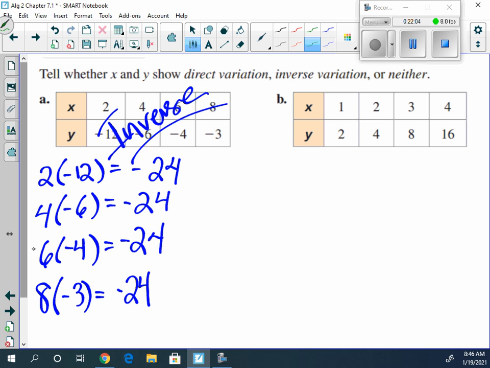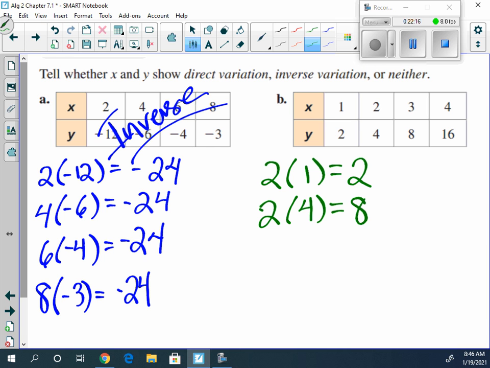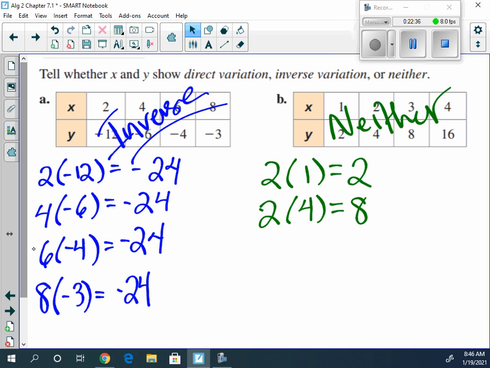That would be funny. So it's not direct, so we can try inverse, so multiplying them together. 2 times 1 is 2. 2 times 4 is... so this is what? Neither. So when we divided them, they didn't all work out to be the same number. And we only had to try 2 with multiplication, and we found out they're not the same number. As soon as one of them differs, we get a different value for our constant term, we can stop there. Because again, the constant has to be the same all the way through.